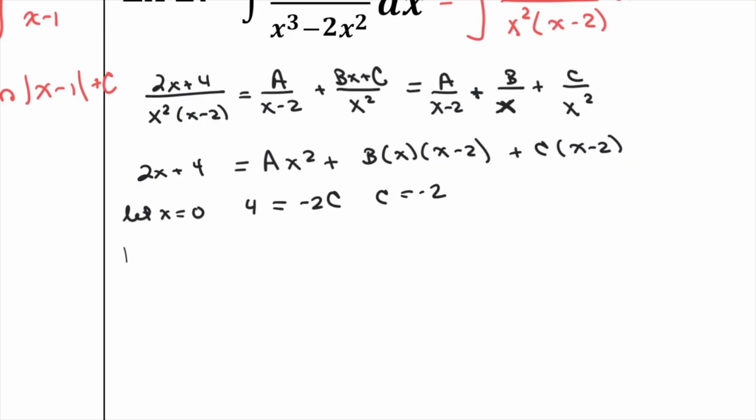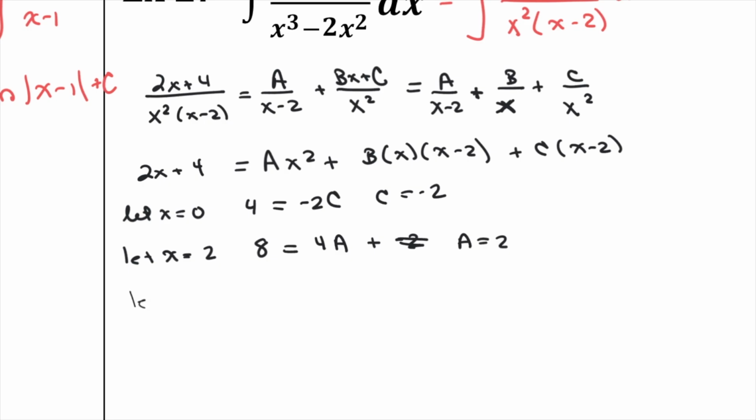All right, let's next let x equal 2. That'll be useful. If we do that, 8 equals 4A. The B value will be gone, plus the C was negative 2. Filling in a 2 also gives us a 0, so we know then that A is 2. Almost there. Just need to pick another number.